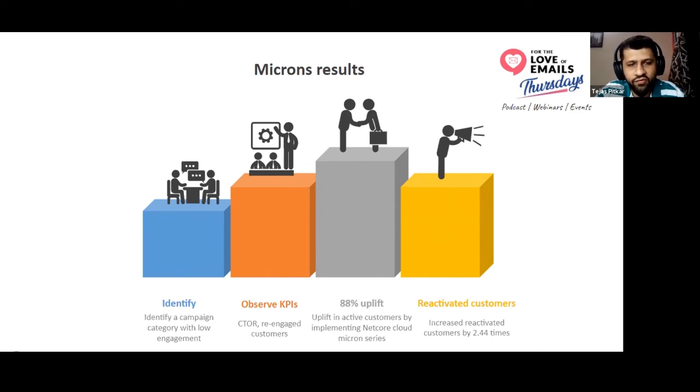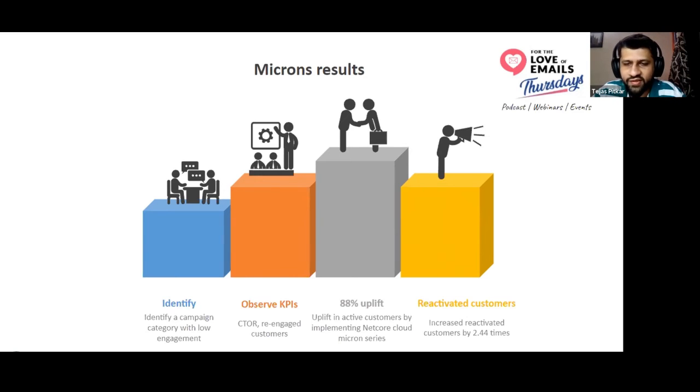That's what we did. We identified a campaign category which was getting very low engagement before, because it was just a series of broadcast campaigns sent to those users, and they weren't really adding any value. They were a lot more verbose earlier. So we tried to shorten them, made them really crisp with really clear, bold CTAs and really good design. We started sending them a series of 5 emails, and we got really amazing results. As I said before, we increased the reactivated customers by 2.44 times, and we were able to bring some really amazing results for this brand.